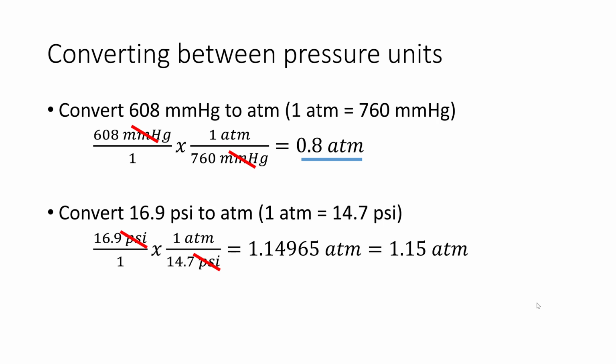ATM goes on the top. And then similarly to the last problem, we're going to do 16.9 times 1 divided by 14.7. Right, because we don't have to multiply or divide by 1 because we would just get the same answer. So you would get 16.9 divided by 14.7, and then you would get 1.14965 atmospheres, or in this case, I'm going to go ahead and round it to 1.15 atmospheres.